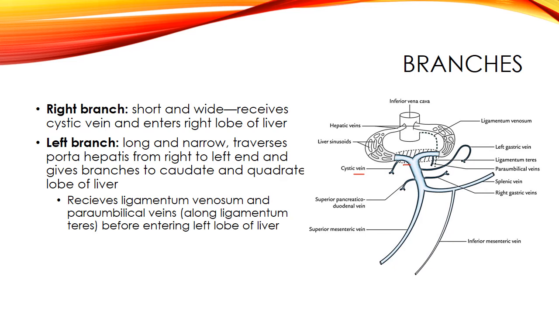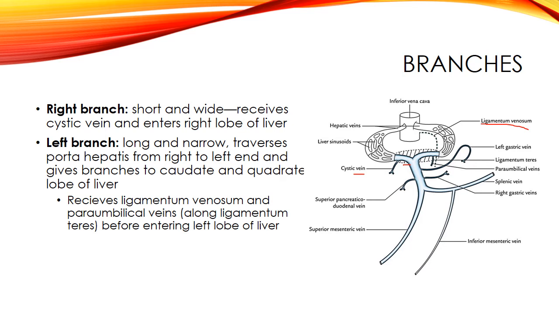Whereas the left branch is longer and narrower, and it is also going to receive a lot of different branches. So it is going to receive the ligamentum venosum, and also the short paraumbilical veins, which are present along the ligamentum teres. And once it receives these veins, then it will enter into the left lobe of the liver and supply over there.